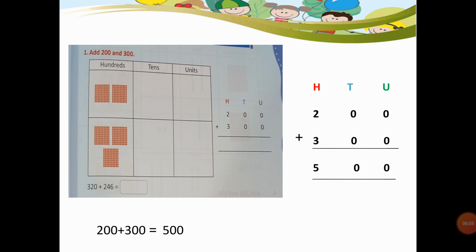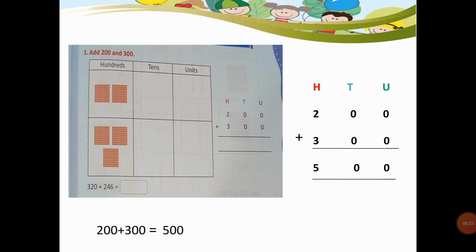Now students, since we have formed a sum of it, now we are going to add them. We will start adding from the units place. Keep that in your mind. We always start adding from the units place. So in units place, we have 0 units and 0 units, that will be equals to 0 units.